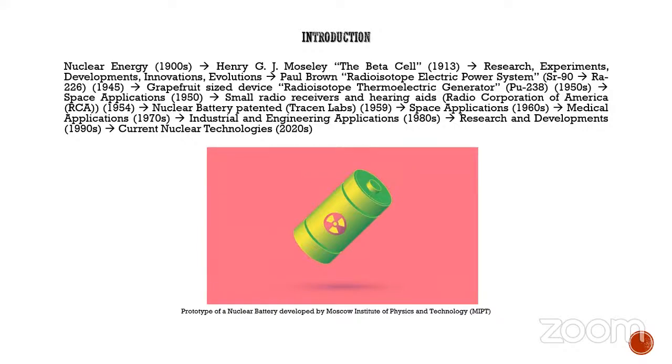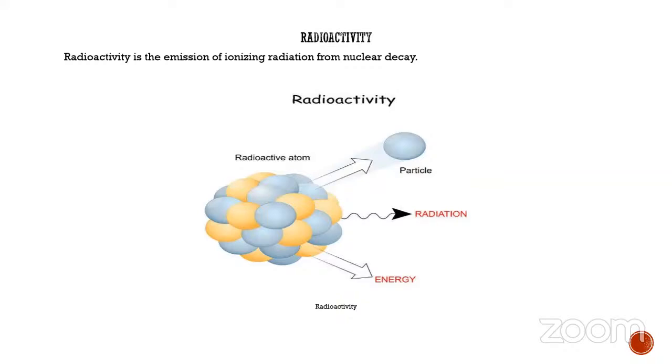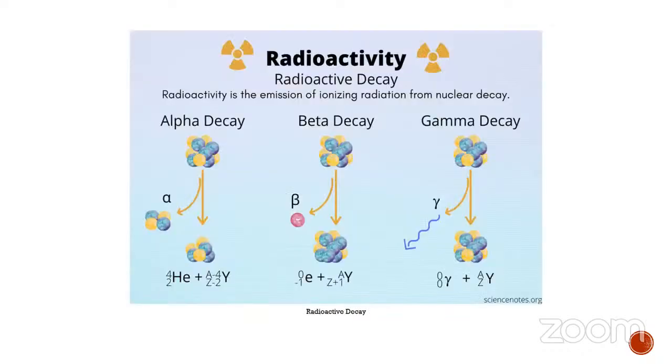Okay, so now before we move on, we have to understand what radioactivity is. Radioactivity is the emission of ionizing radiation from nuclear decay. Now, what happens? This is a radioactive element or a radioactive atom, and it emits certain particles. It emits basically three particles: alpha, beta, and gamma particles. And there is radiation going on simultaneously at the same time. When the particles are emitted from the radioactive atom, it generates energy. Now this is known as radioactive decay. So radioactive decay or radioactivity is the emission of ionizing radiation from nuclear decay.